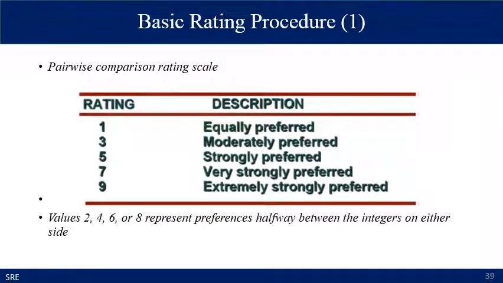You can specify different kinds of ratings. For example, you can use the number 1 if two requirements are equally preferred, number 3 if one is moderately preferred over the other, number 5 if the requirement is strongly preferred over the other, 7 if very strongly preferred, and 9 if requirement 1 is extremely strongly preferred. As you move up the scale, the requirement priority is higher than with the lower number. Values 2, 4, 6, 8 represent preferences halfway between the integers on either side.